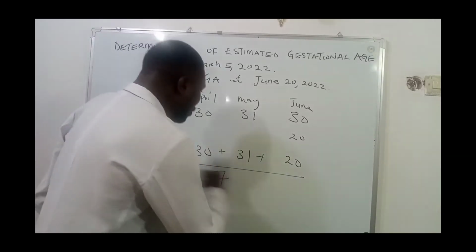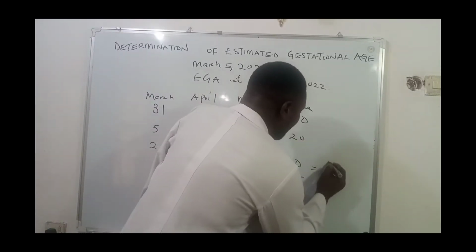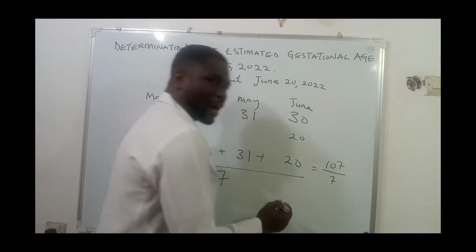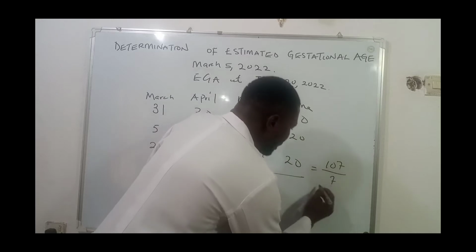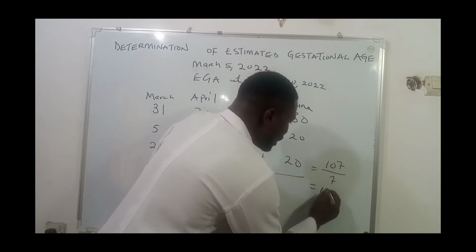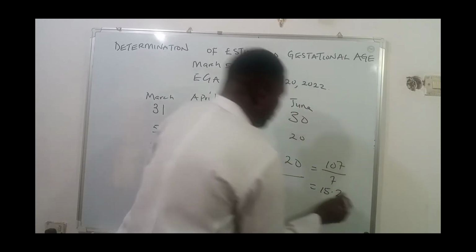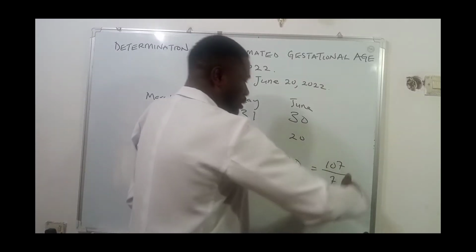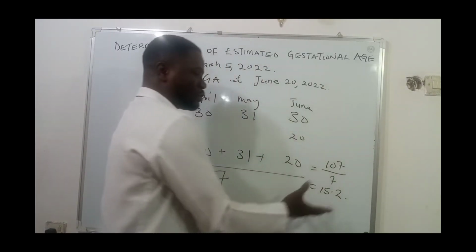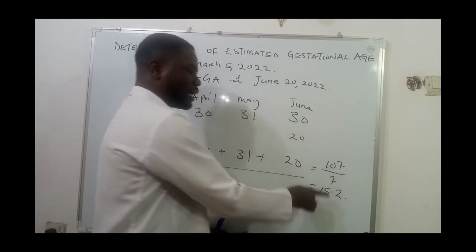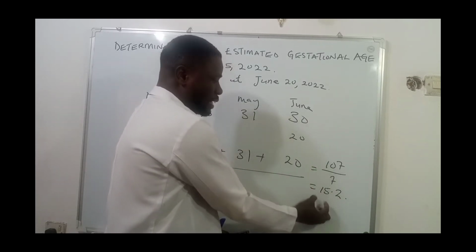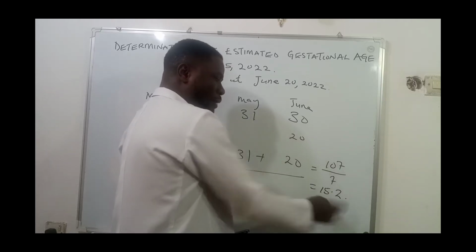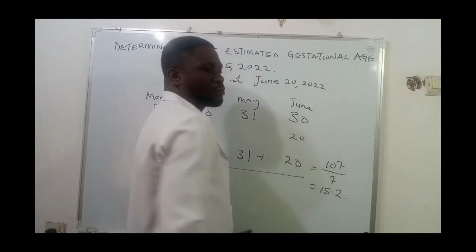And so when you add all of this, you will have 107 over 7. When you divide 107 by 7, that will be 15.2, thereabout. But we are not after this decimal. Of course, this gives us an idea: 15 now tells us 15 weeks. But the problem now is the number after the decimal point.